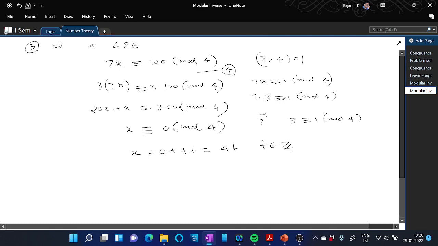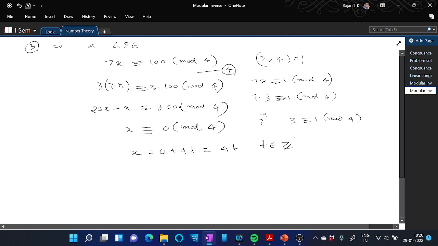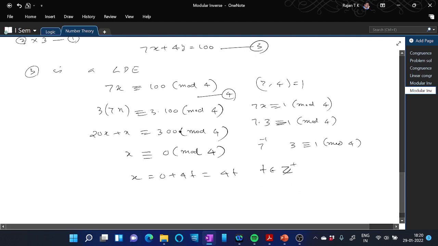Here actually x is the number of cogs, therefore t must be at least a positive integer. x is 4t. For t equal to 1, you get x equal to 4 first. Now when x is equal to 4t, from 3 you get y.